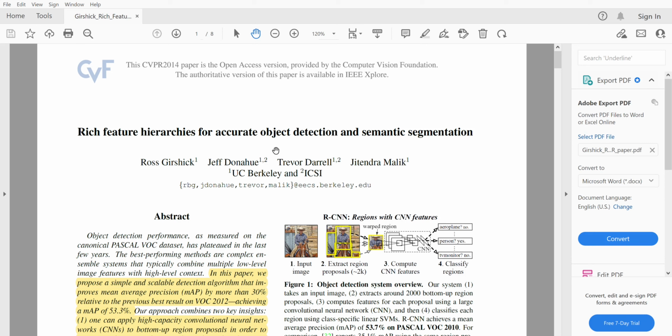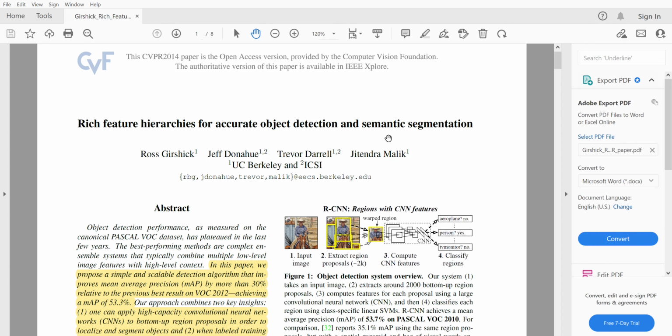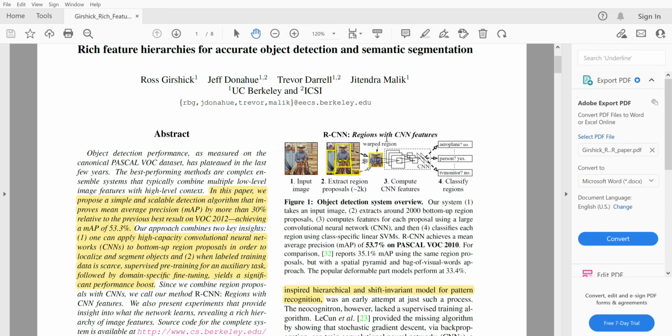Today we are going to review a very classical computer vision paper named Rich Feature Hierarchies for Accurate Object Detection and Semantic Segmentation. It's known as R-CNN, Regions with Convolutional Neural Network features. It's a series of papers. Today we're going to discuss this paper, but later on we're going to cover the other three papers, which are known as Fast R-CNN, Faster R-CNN, and then Mask R-CNN. But today we're going to cover only this paper.